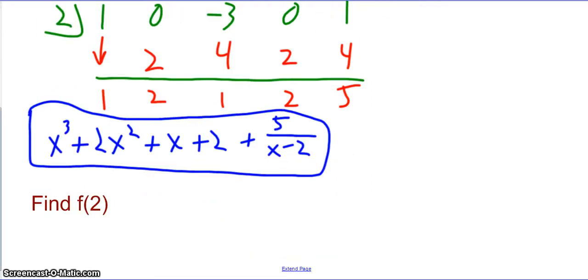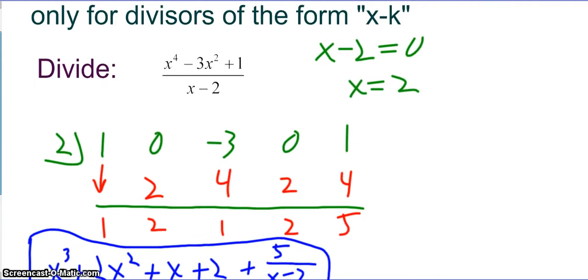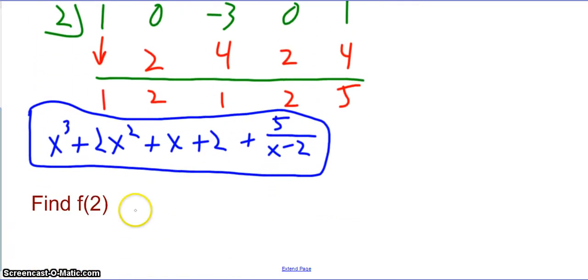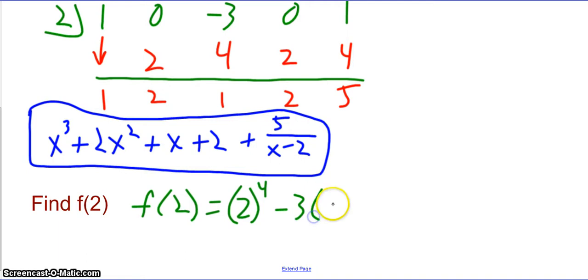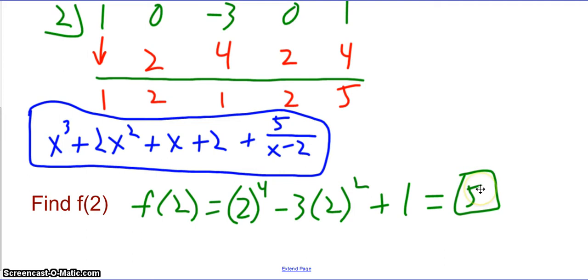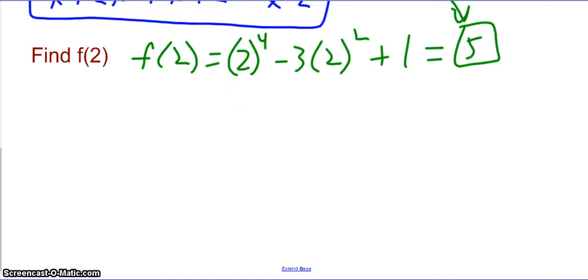Alright, well what if we want to find f of 2? Now remember, what we're calling f of x is the numerator here, the x to the 4th minus 3x squared plus 1. So what I'm saying is find f of 2, or we'll plug in 2, and then this is going to be 2 to the 4th minus 3 times 2 squared plus 1. And so if we type that into our calculator or just do some mental math, this comes out to be 5. Well, where else did we see that 5? That was, not coincidentally, the remainder. And so this leads us to the remainder theorem.